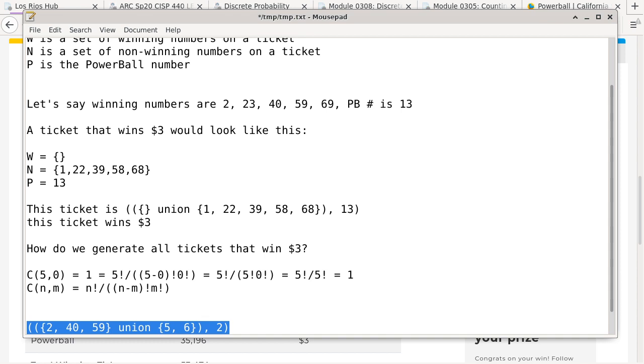So are we good so far? Does everybody understand how I am representing a particular specific ticket that is only going to win me $8? Are we good so far? Repeating that last step again, please. The last step.